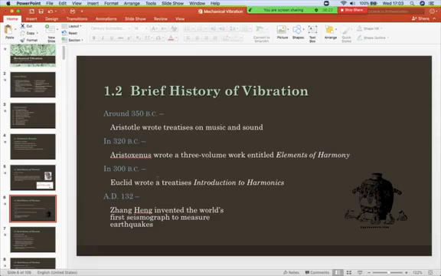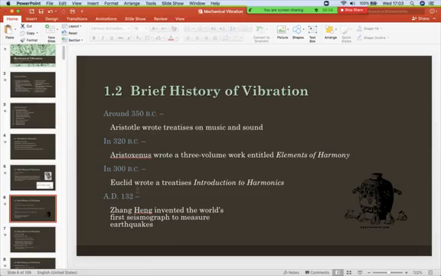So after that, around 350 BC, we have another famous one, Aristotle, and we have Aristoxenos. He wrote a three-volume work entitled Elements of Harmony. And in 300 BC, we have Euclid, who wrote a treatise, Introduction to Harmonics. So you know already the harmonics are related to sound. When something creates noise or sound, it develops something like a harmonic.